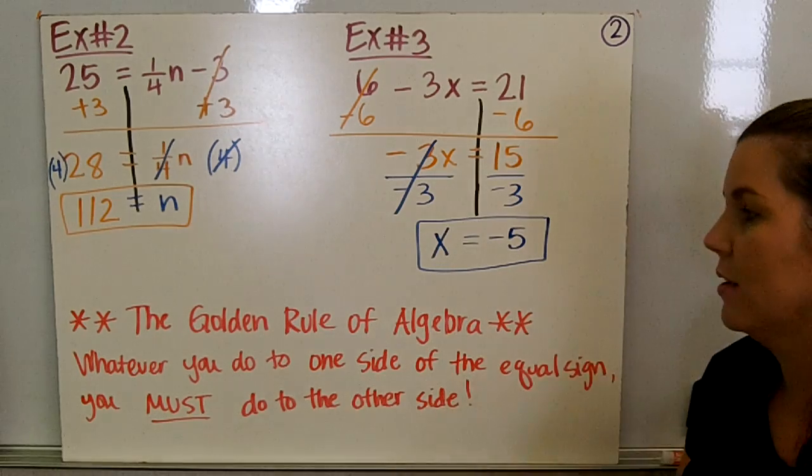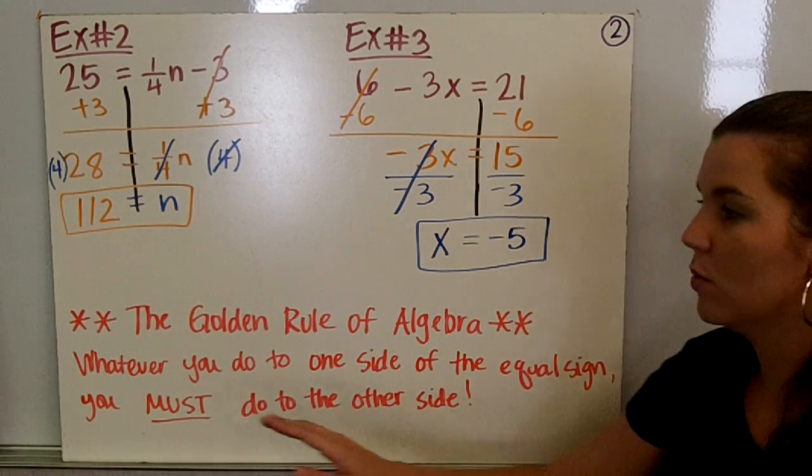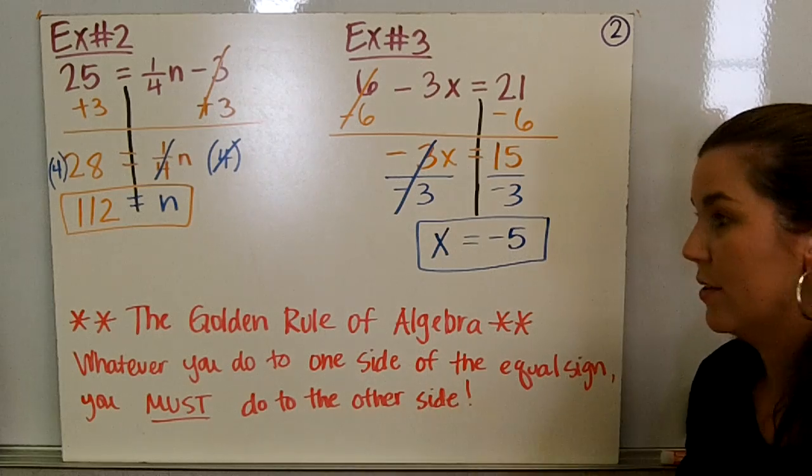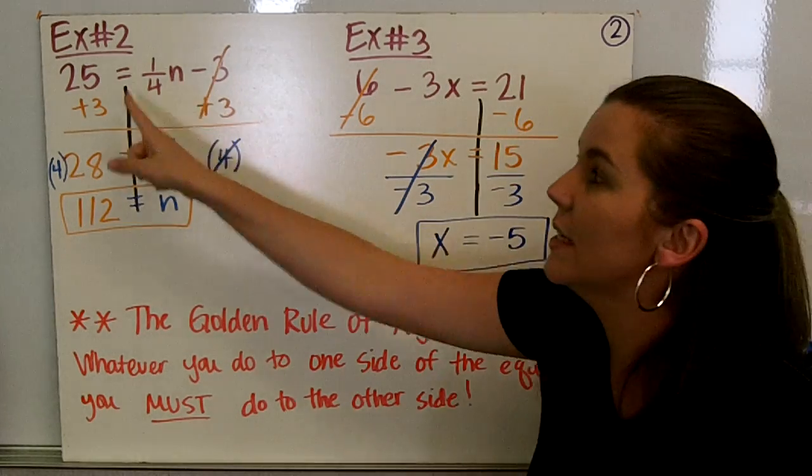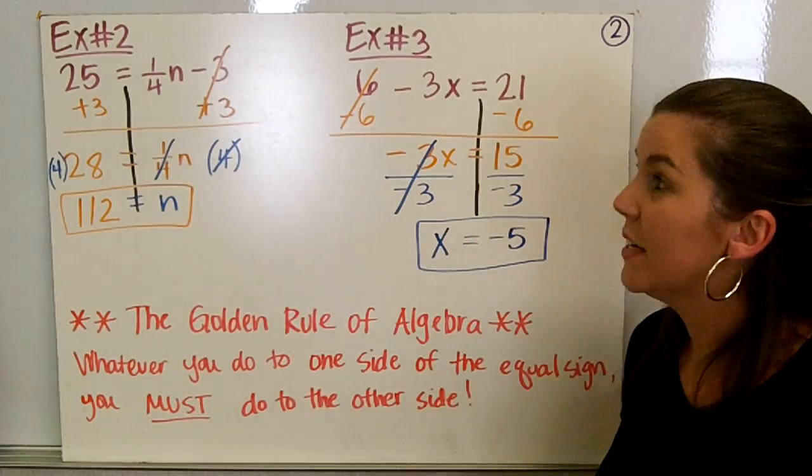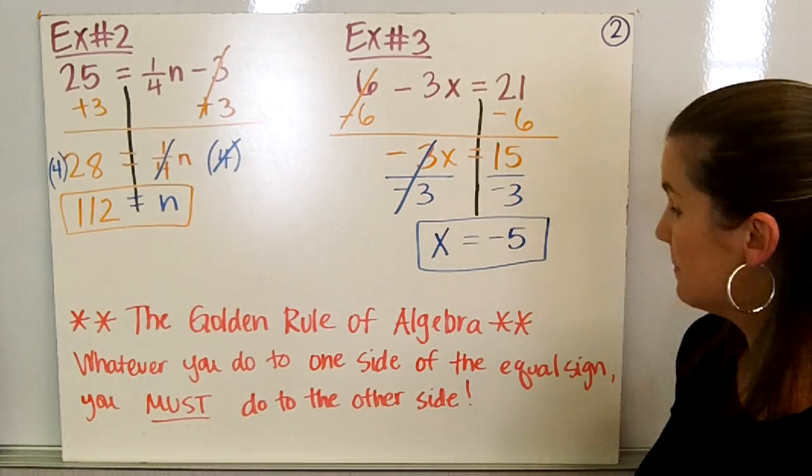Remember the golden rule of algebra. Whatever you do to one side of the equal sign, you must do to the other side. I suggest drawing these lines where your equal sign is to make sure that your equation is balanced.